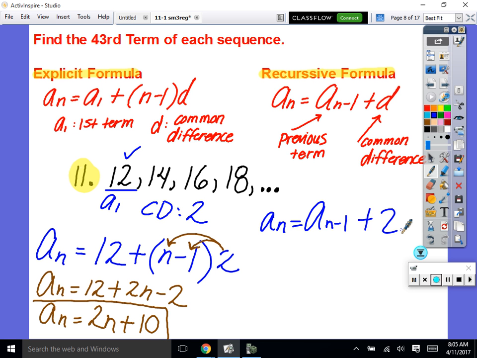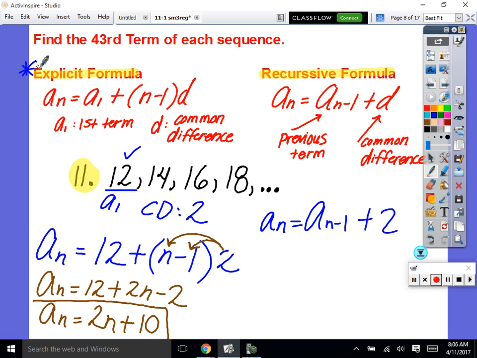You take the previous term and add 2. So this formula isn't very helpful because think about it. If I said to you find the 43rd term, wouldn't you need the 42nd term? And then why even use the formula? Because then just add 2 one more time and you're there. So we don't really use this very often. Okay, so let's use the explicit formula.